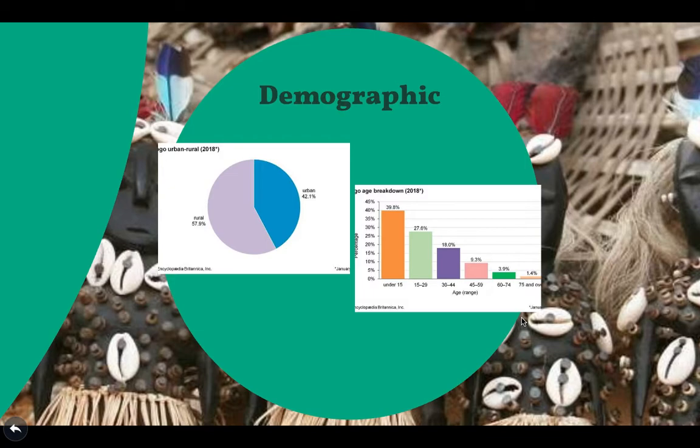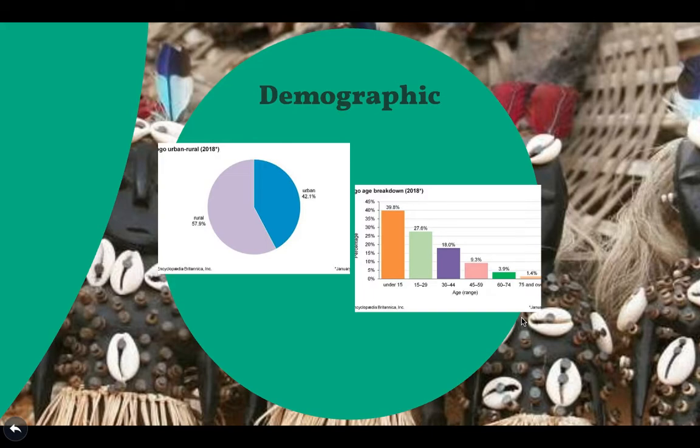We will look at two indicators of the demography of Togolese Republic. First, we will look at the pie chart that indicates how people are divided in terms of where they live. 57.9% of the population live in rural areas, in villages and in farmlands, as they are working on their farming and agriculture. And 42.1% of the population live in towns and cities in urban areas.